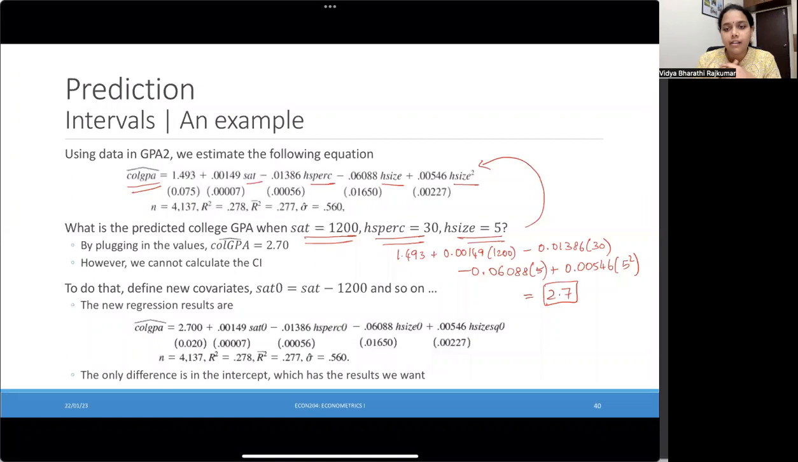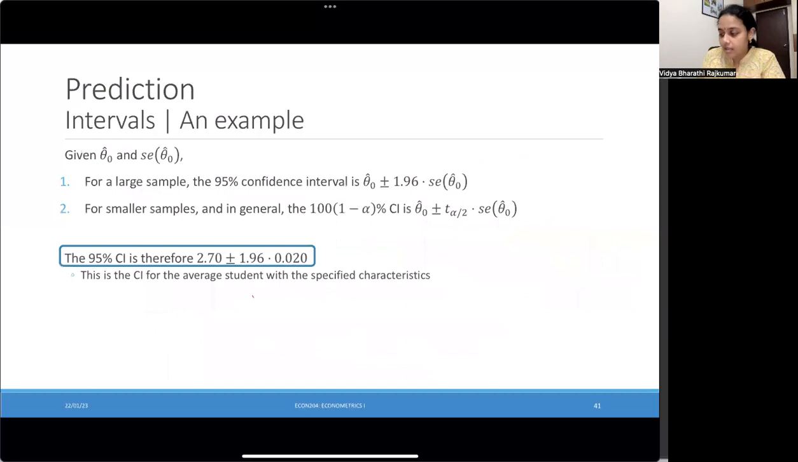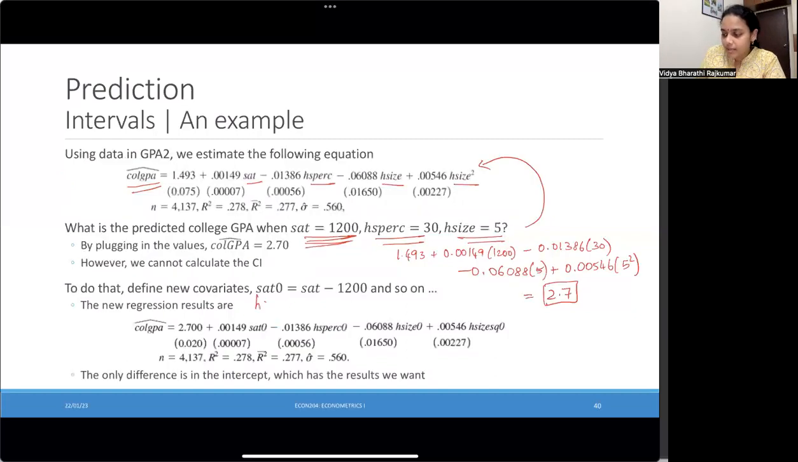But we don't know its standard error. So what do we do? We bring in the changes we described earlier. I'm now going to define new regressors where every regressor is the original regressor minus the particular value that we decided for it. So SAT0 is now SAT score minus 1200, HSPERC0 is now HSPERC minus 30, and so on.